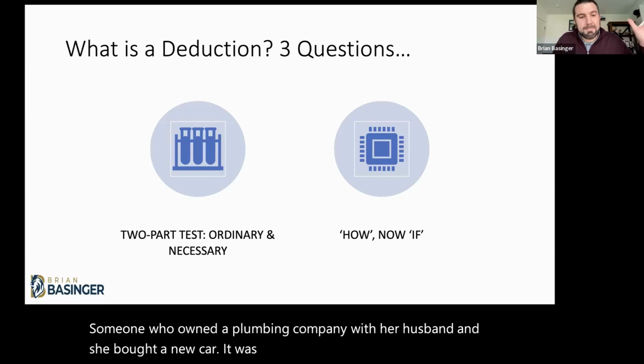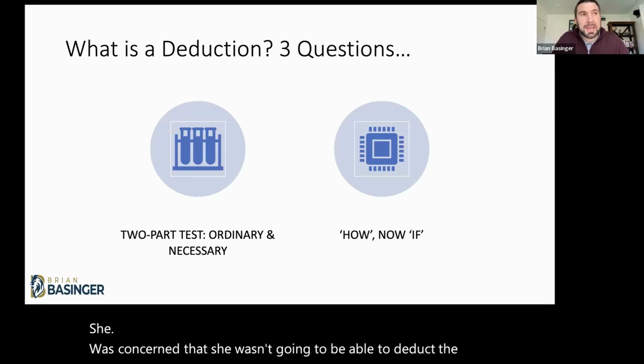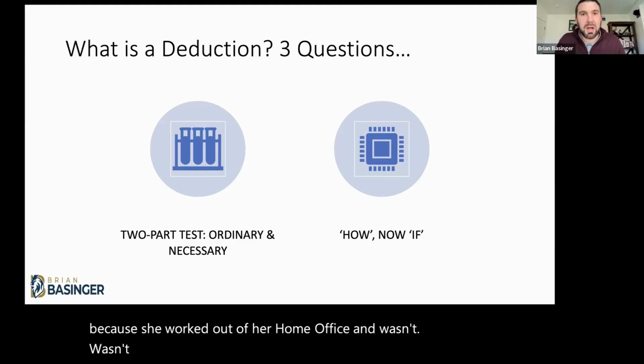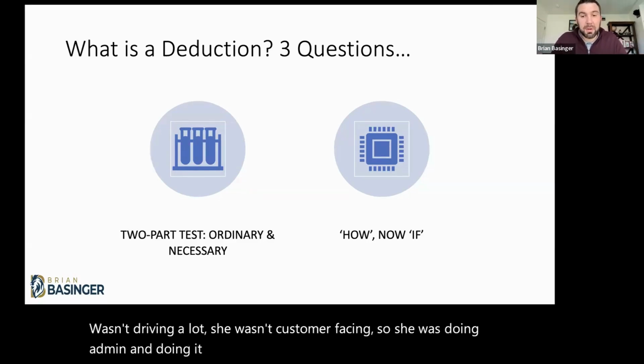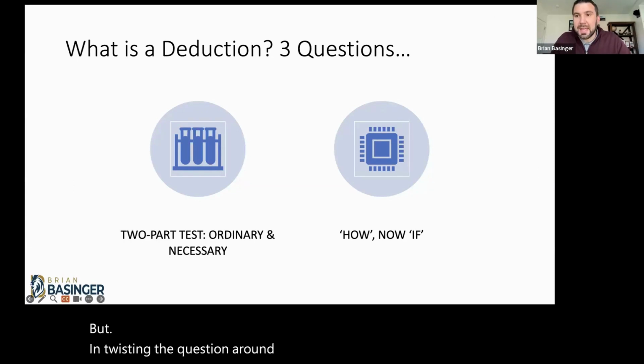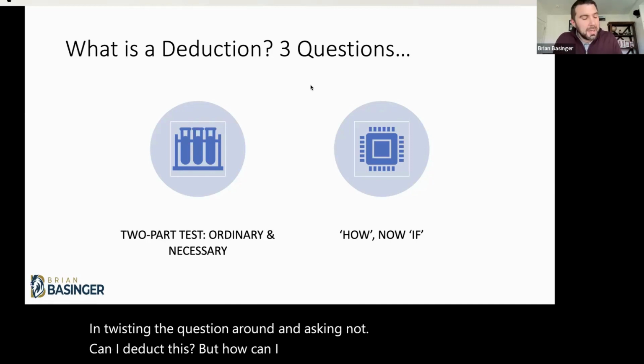It was probably a $60,000 car, and she was concerned that she wasn't going to be able to deduct the car because she worked out of her home office and wasn't driving a lot. She wasn't customer facing. She was doing admin and doing it mainly from her home office. But in twisting the question around and asking not, can I deduct this, but how can I deduct this?